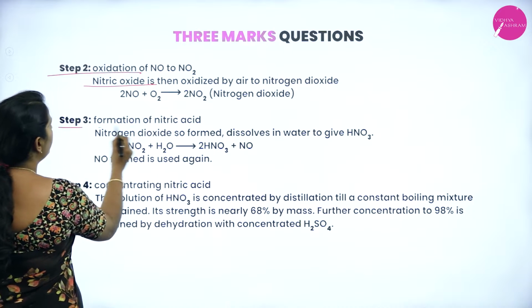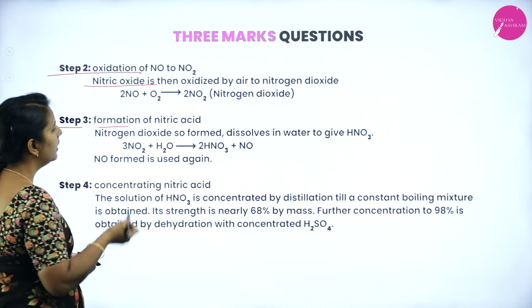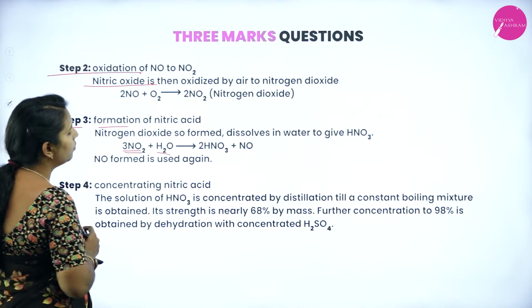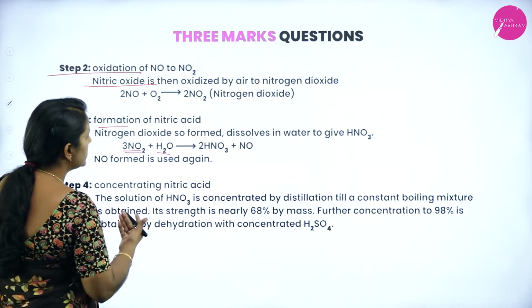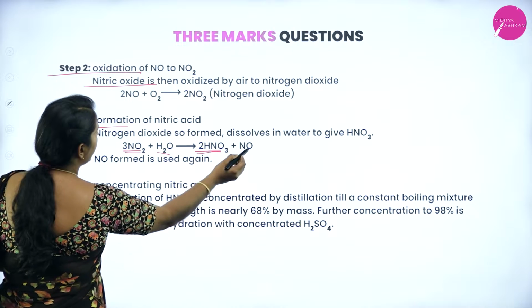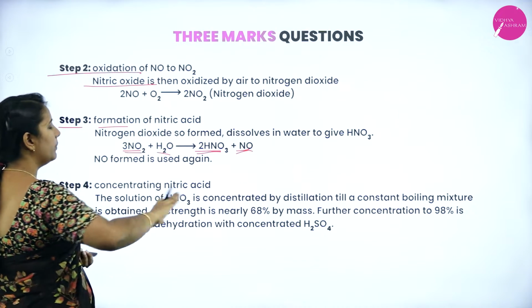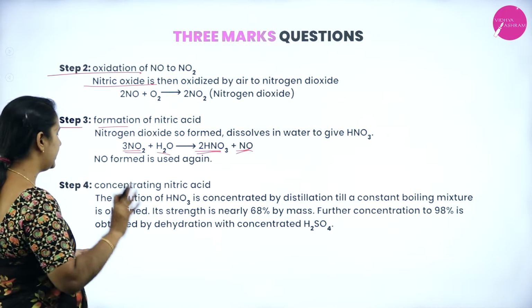In the third step, formation of nitric acid will happen. That is obtained by dissolving this nitrogen dioxide in water. Okay, so when we dissolve it, it forms nitric acid with the liberation of nitric oxide. Again, this nitric oxide will be reused for the entire cycle.